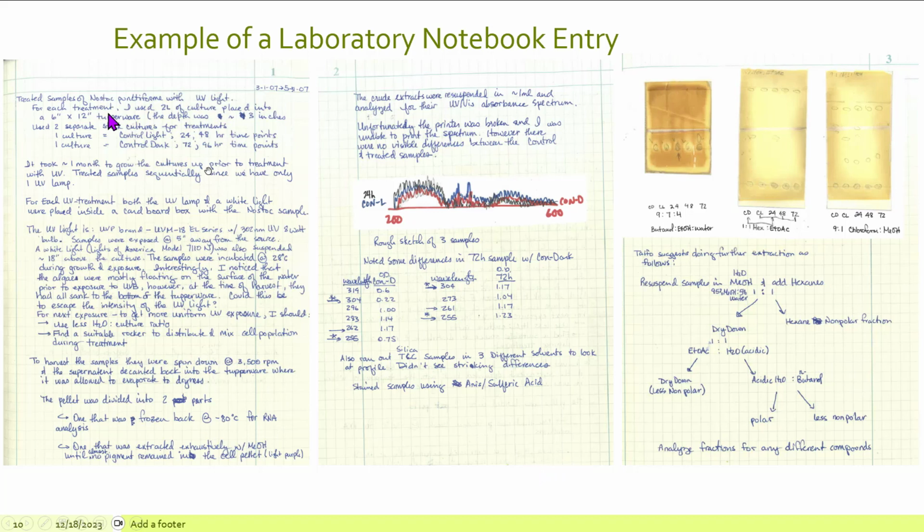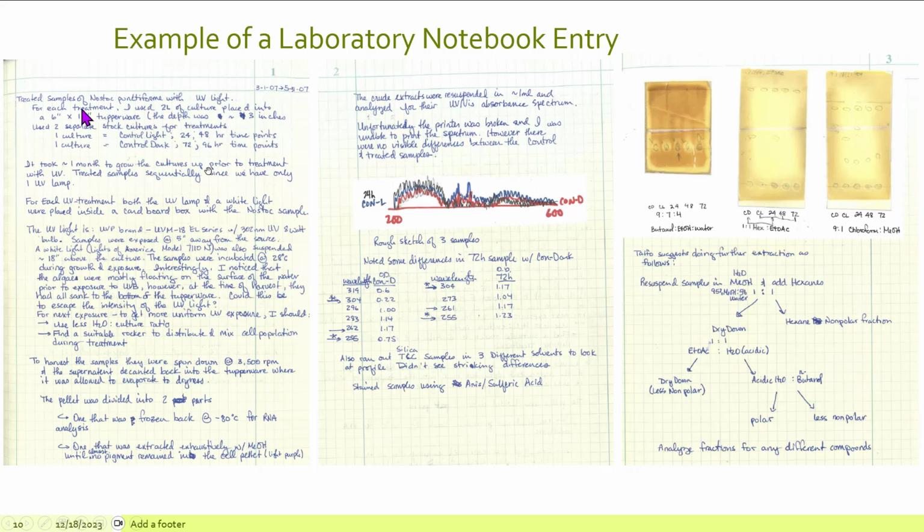So I think when I'm reading this, "treated samples of Nostoc punctiforme with UV light," okay? So they've given me kind of what they're doing. That's very brief, but okay. But they don't say why. They don't say what they're expecting to get from it, or what they're hoping they're doing this experiment for. So there's no real purpose statement, and a purpose statement would be nice to have in here.